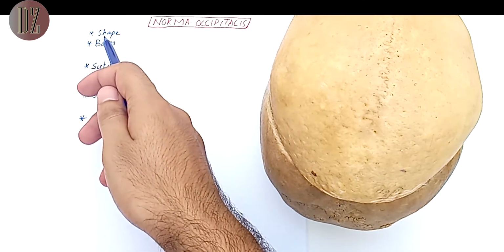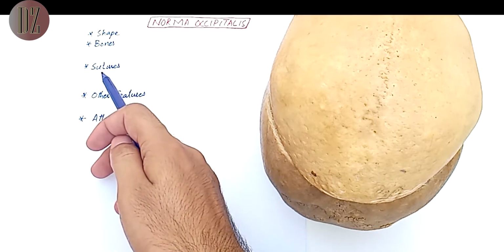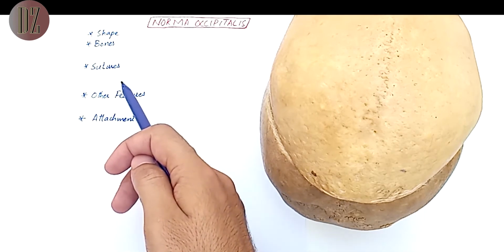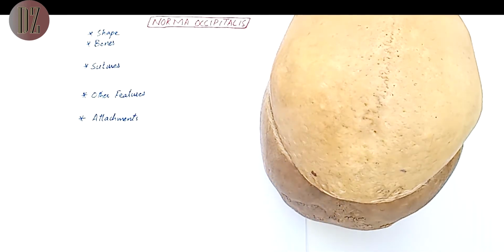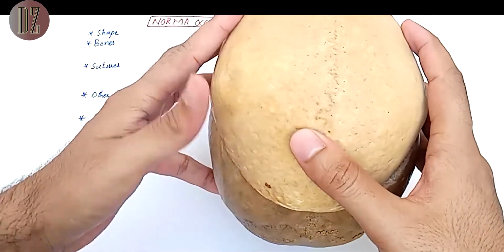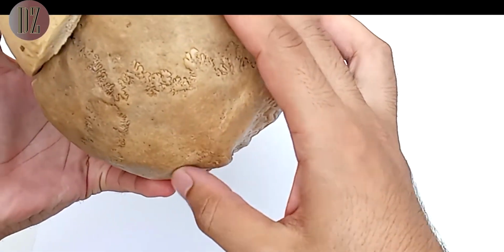In this video, we are going to discuss the Norma Occipitalis. First of all, we will see its shape, the bones seen in this norma, and then the sutures present in this norma, some other features, and attachments on the Norma Occipitalis. The shape of Norma Occipitalis is convex upwards. In the upper part it is convex and on the lower part it is flattened.